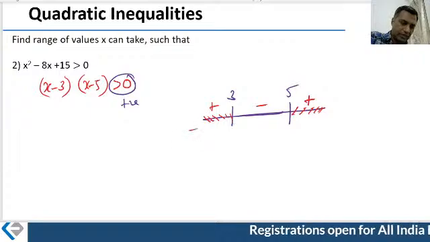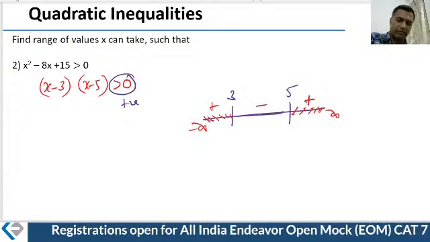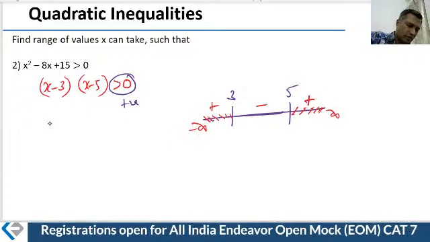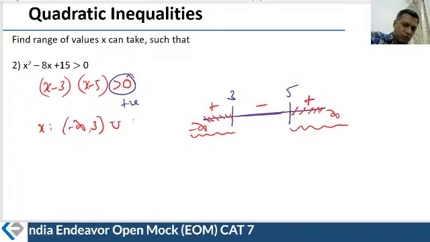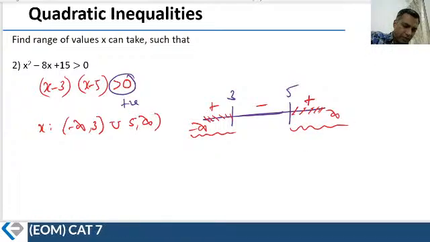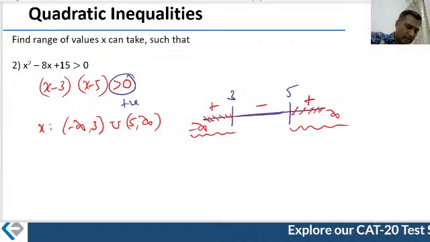This side till where? Minus infinity. This side till where? Infinity. Therefore, you are trying to say that x can take all the values from minus infinity to 3, union from 5 up to infinity.